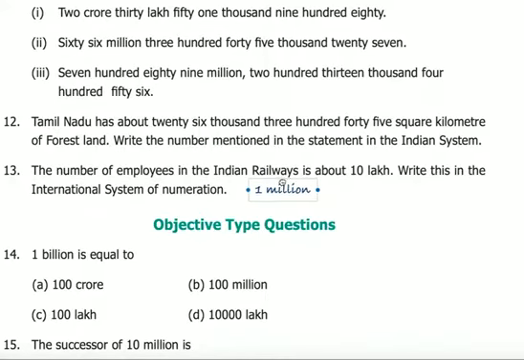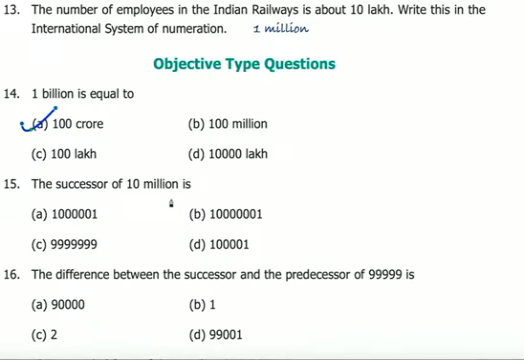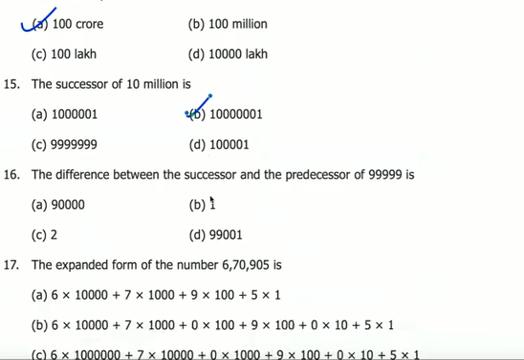Okay. 1 billion is equal to 100 crore. The successor of 10 million. 100 million. Sorry, 10 million. 10 million means 1 crore, right? Right. This one is the successor of 10 million. Okay, 10 million plus 1.